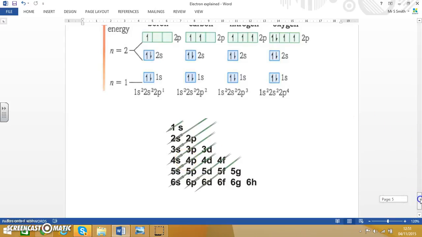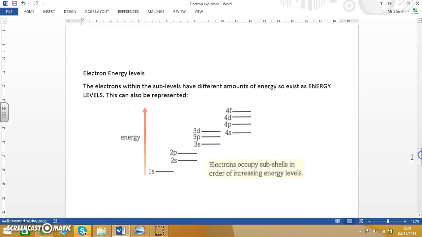And if we remember back, the reason for that is because when we look at the energy of each of the shells, we see that the 4th shell, n equals 4, and the 3rd shell, n equals 3, overlap each other, such that the 4s subshell is at a lower energy than the 3d subshell. So the 4s subshell will fill in front of the 3d subshell.